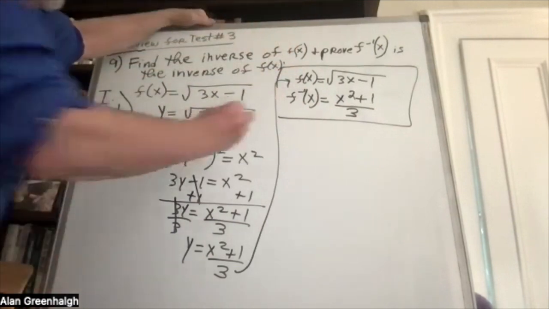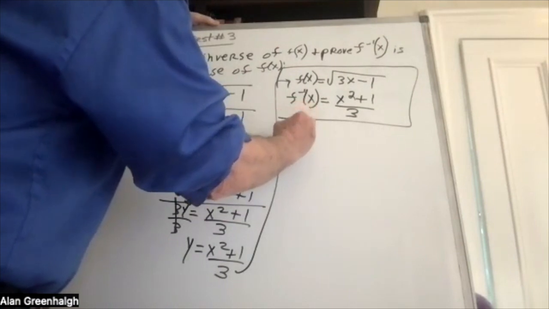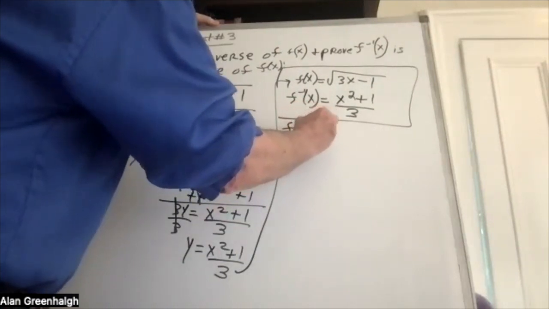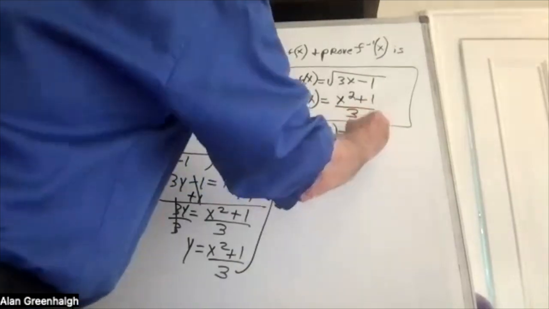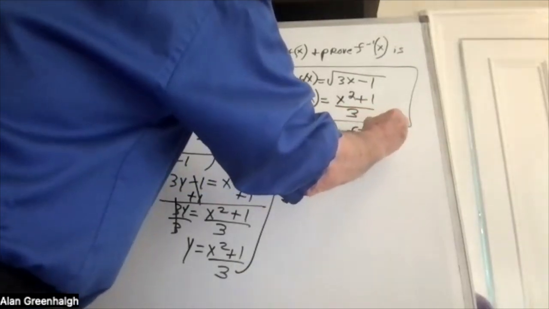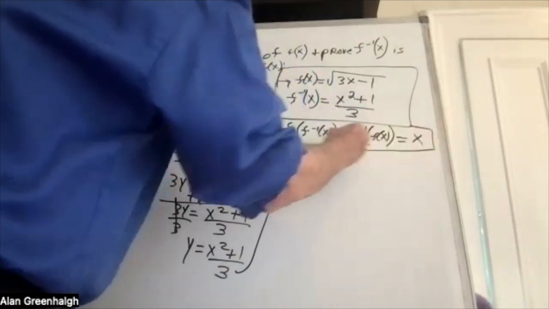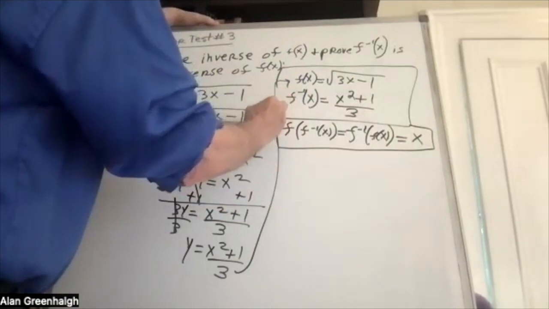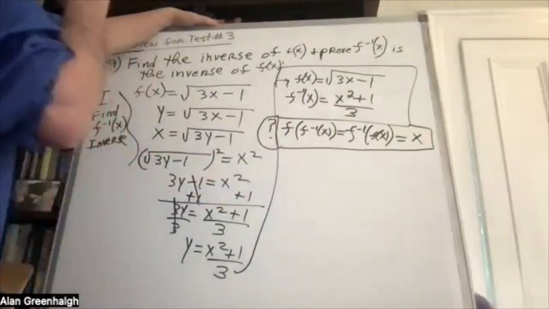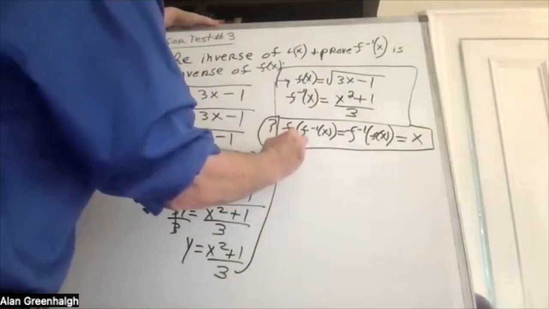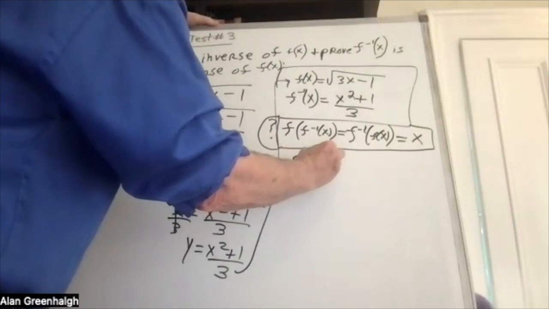And to do that, we have to show that f of the inverse is equal to the inverse of the original function, and that they both equal x. This is what the goal is. So this is a big question mark. Is this true? So the first thing we do is do f of the inverse.